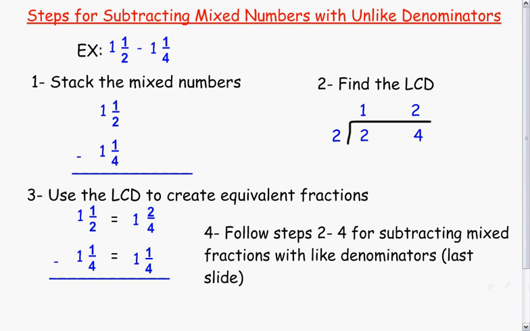Okay, today we're going to be focusing on subtracting mixed numbers with unlike denominators, where the denominators are different. As you can see in our example, we have 1 and 1/2 minus 1 and 1/4. Our denominators are different. It's going to start very much the same as if the denominators were the same.